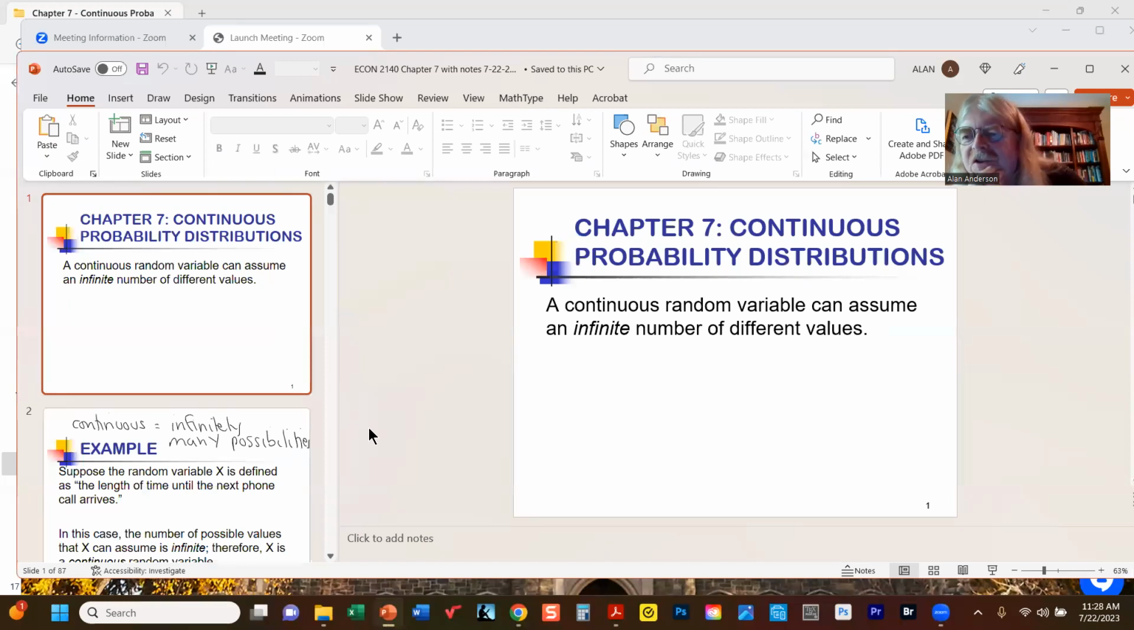Okay, so now we're ready for chapter 7, which is our first look at continuous probability distributions. You recall that chapter 6 was our introduction to discrete probability distributions, where we specifically looked at the binomial and the Poisson probabilities. Now, in chapter 7, we'll be focusing all of our attention on by far the most important of all of the continuous probability distributions, and that would be the normal distribution.